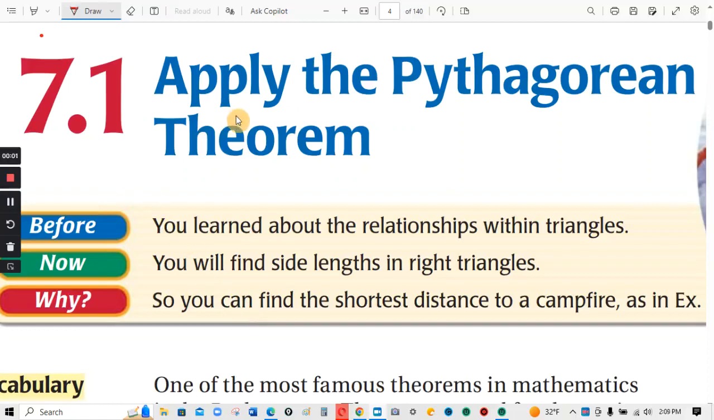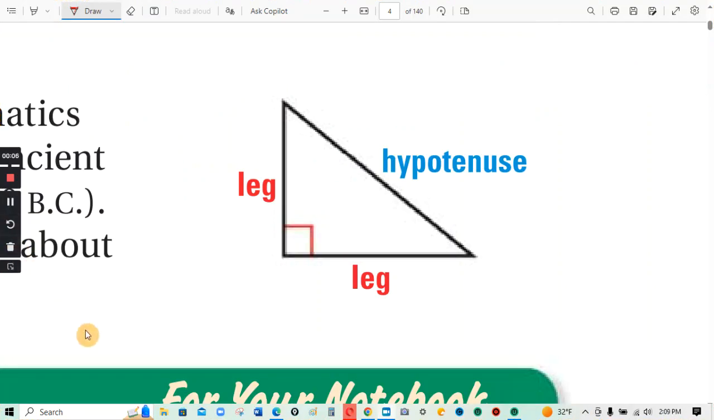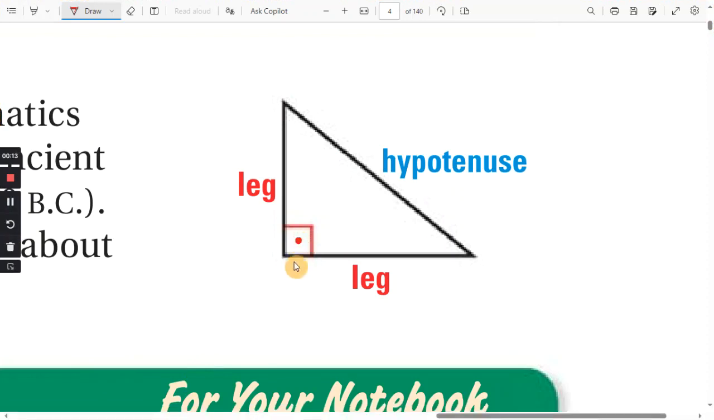Chapter 7.1, Apply the Pythagorean Theorem. So just a quick reminder for the Pythagorean Theorem, we use these in right triangles, and you can see the right angle right here. And if you go to the right angle and go across from the right angle to the side, that side across from the right angle is always going to be called the hypotenuse. Okay, the other two sides that are not the hypotenuse, those are just called legs.